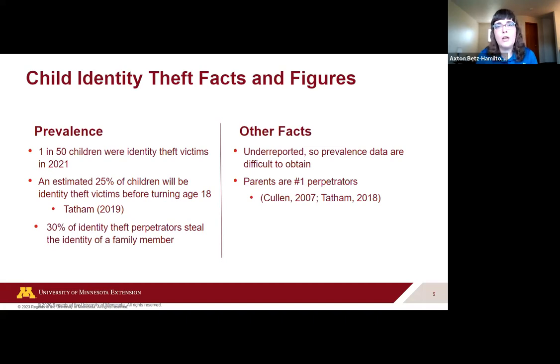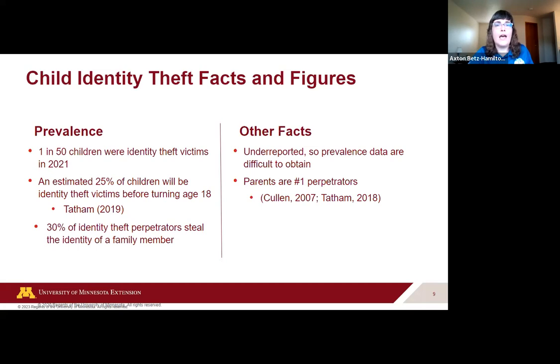In 2021, it was estimated that 1 in 50 children were identity theft victims, so roughly 2%. In 2019, it was estimated that 25% of children will be identity theft victims before turning age 18. And 30% of identity theft perpetrators steal the identity of a family member. So, identity theft perpetrated by family members, while we don't often think of that, it's actually pretty common.